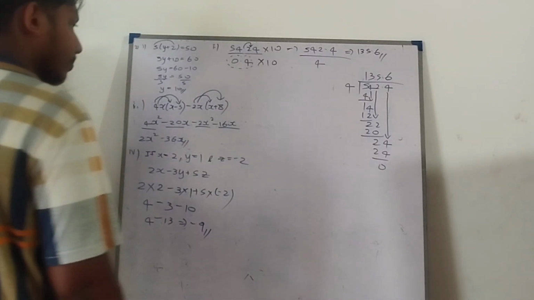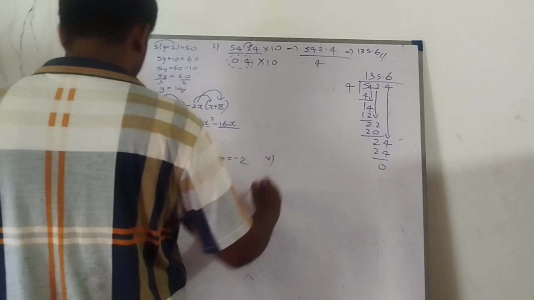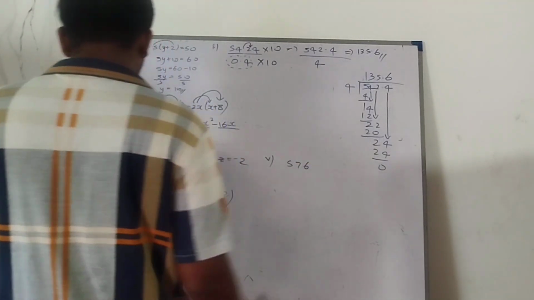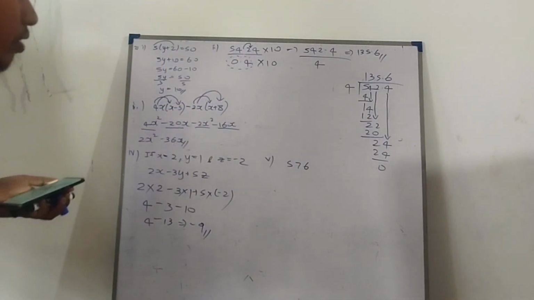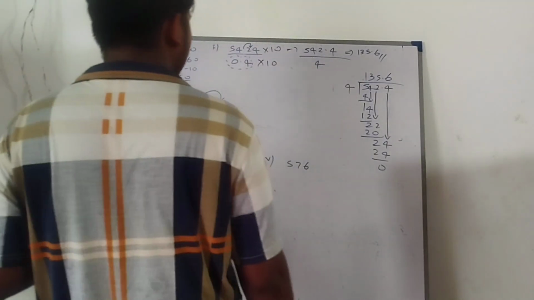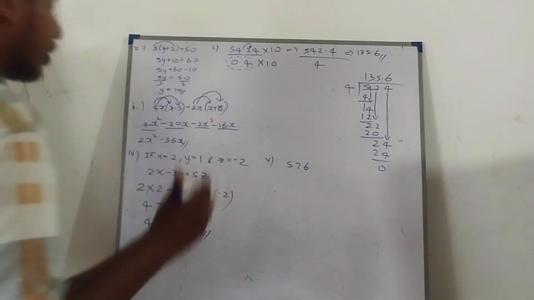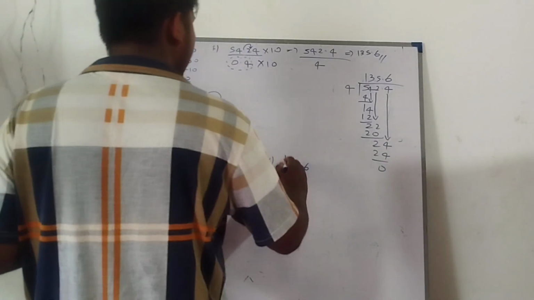Question number 5. Write 576 as a product of prime factors. Okay, they are asking to write it as a product of prime factors. So when they are asking to write it as a product of prime factors, you should definitely find the LCM. Let's find the LCM now.